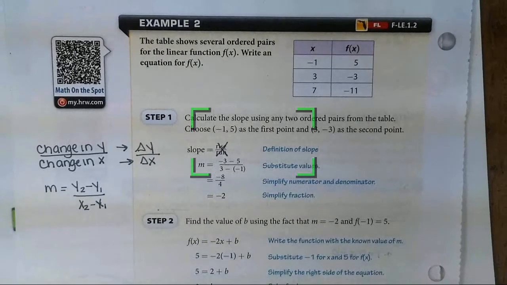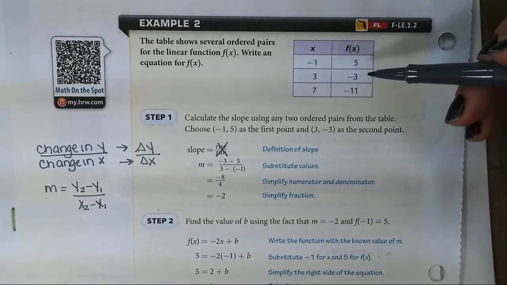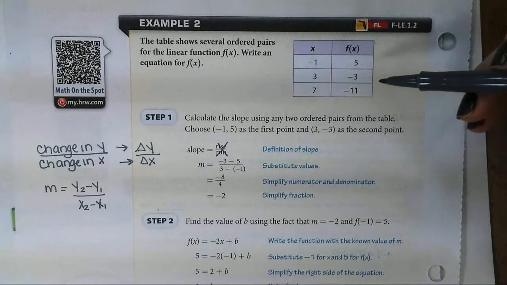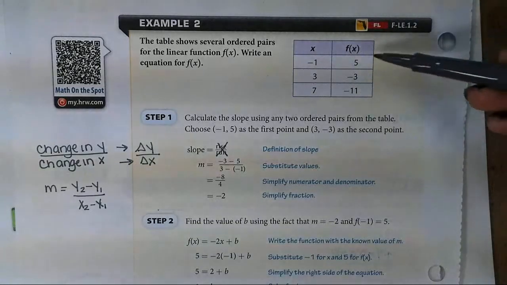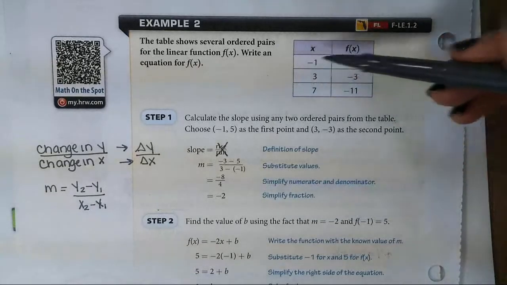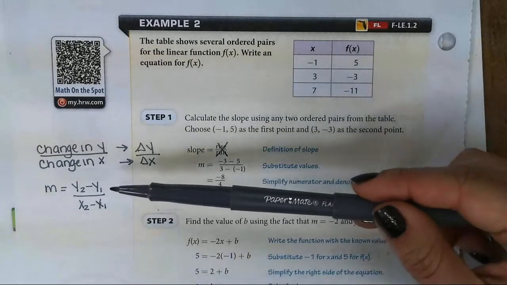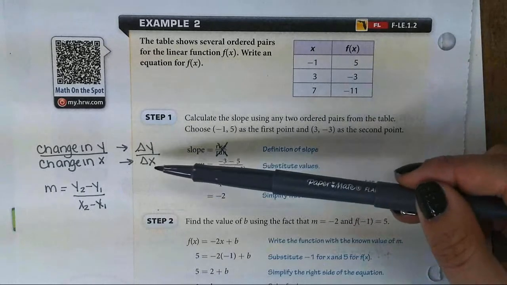What we're going to do here is, you see that they have a table for us to look at, and so we have a couple of ordered pairs. I'm going to use any 2 ordered pairs that I want from here. You can use (-1, 5) with (3, -3), or you can do (-1, 5) with (7, -7). It really doesn't matter which ones you choose, but you have to choose 2 of those points and then use your slope formula, which is your change in y over change in x.